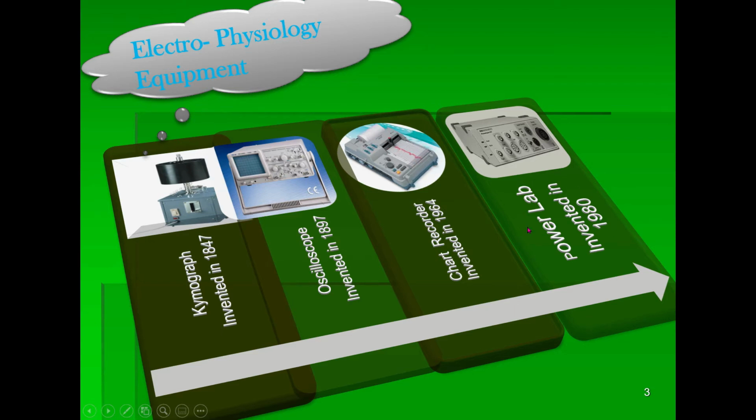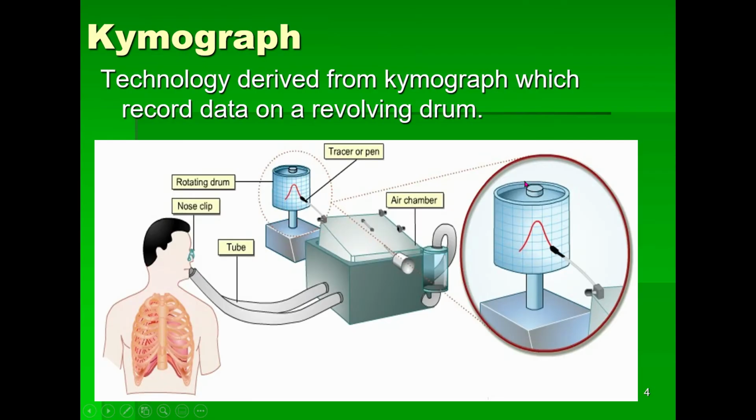However, the latest invention is the Power Lab, which was invented in 1980. And today we will discuss in detail what the hardware is and how it works as compared to other devices. In short, the latest equipment that we are using in our lab is the Power Lab for the experiments of first year MBBS electrophysiology.